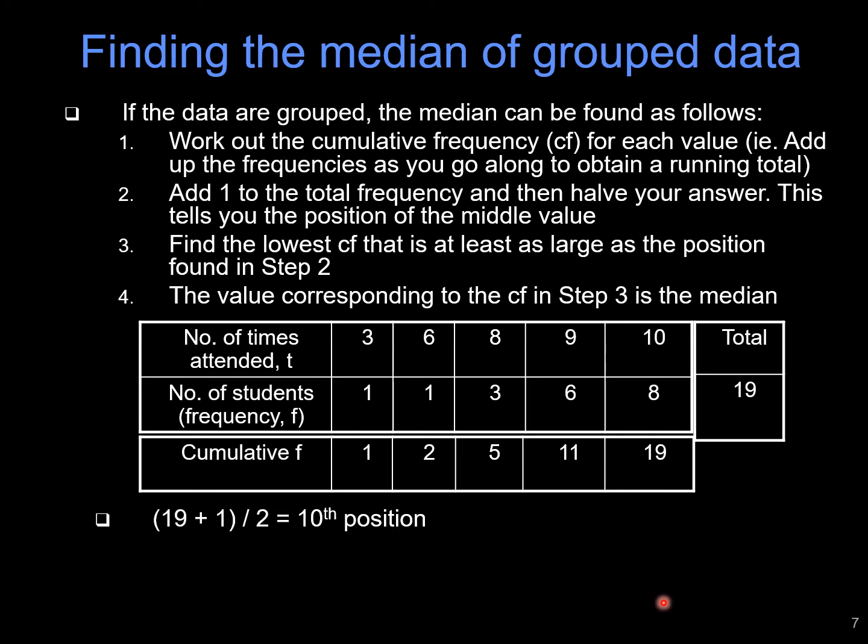We then need to find which the middle position is. There are 19 people altogether. To find the middle position, we do 19, add 1 and then halve it, which gives us 10. So we know the 10th person is the middle one.